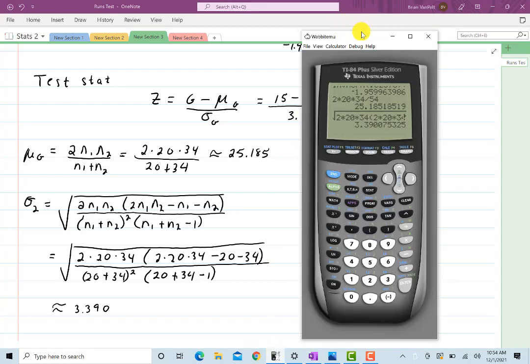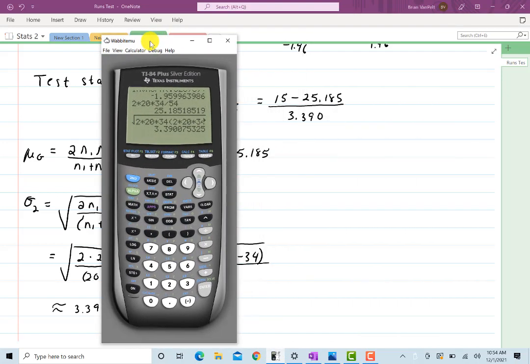I'll move it out of my way. At least I thought I did. This time I'm going to encase the numerator in parentheses. 15 minus 25.185 divided by 3.39. Enter. So I have about -3, well, approximately -3.